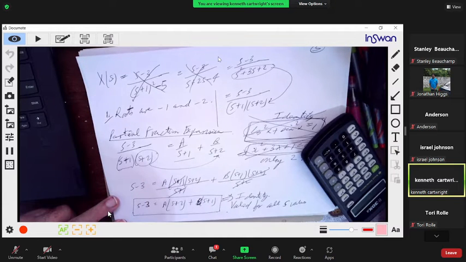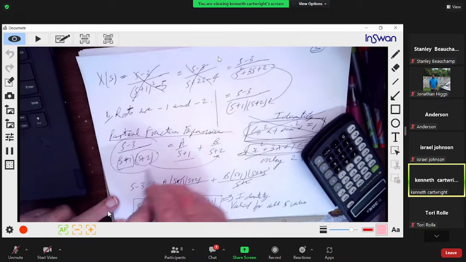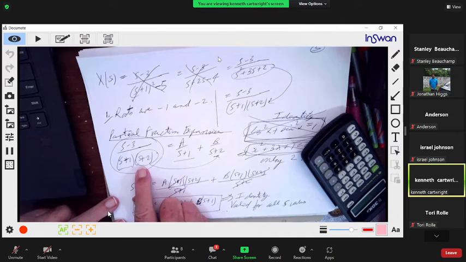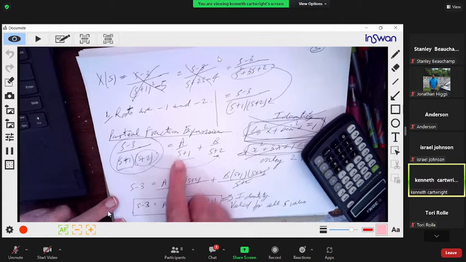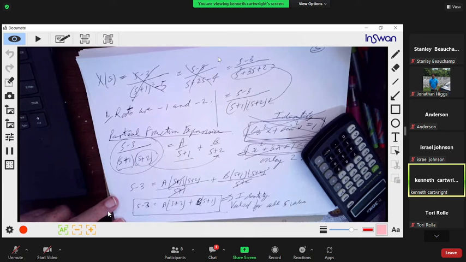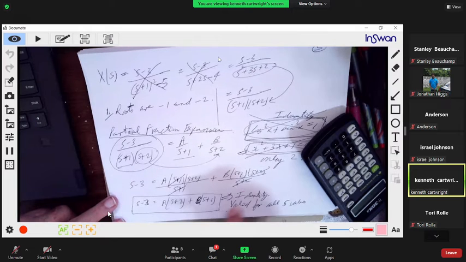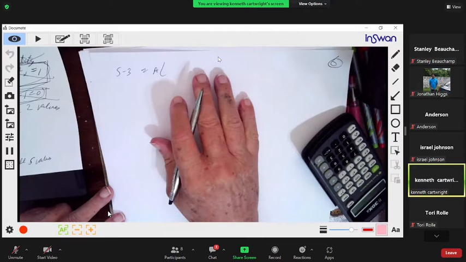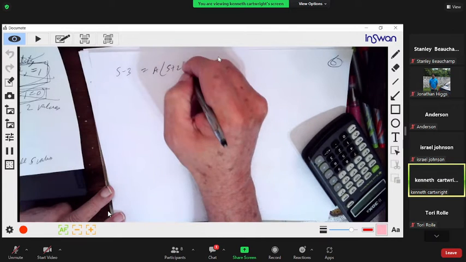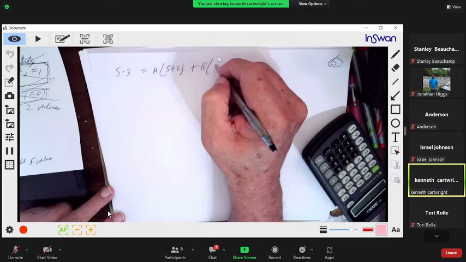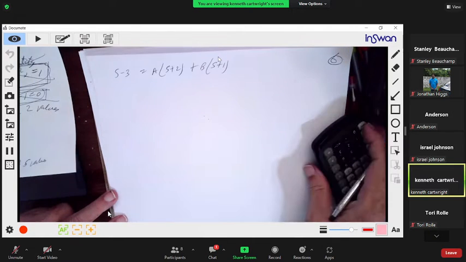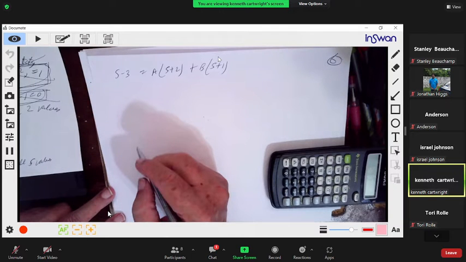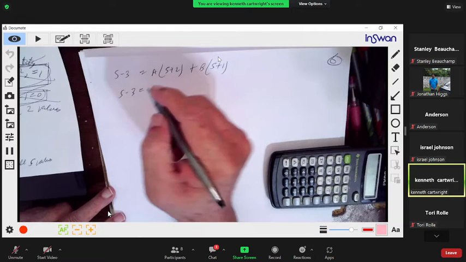So we're rewriting this ratio in terms of the factors. We're trying to come up with A and B values. And then we multiply both sides by the denominator, and we end up with the bottom identity, which I'm going to repeat. So s minus 3 equals A times s plus 2 plus B times s plus 1.